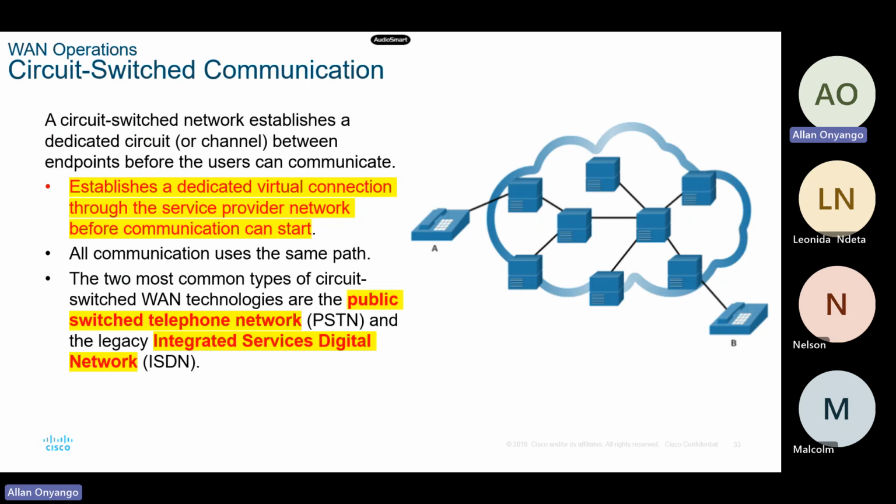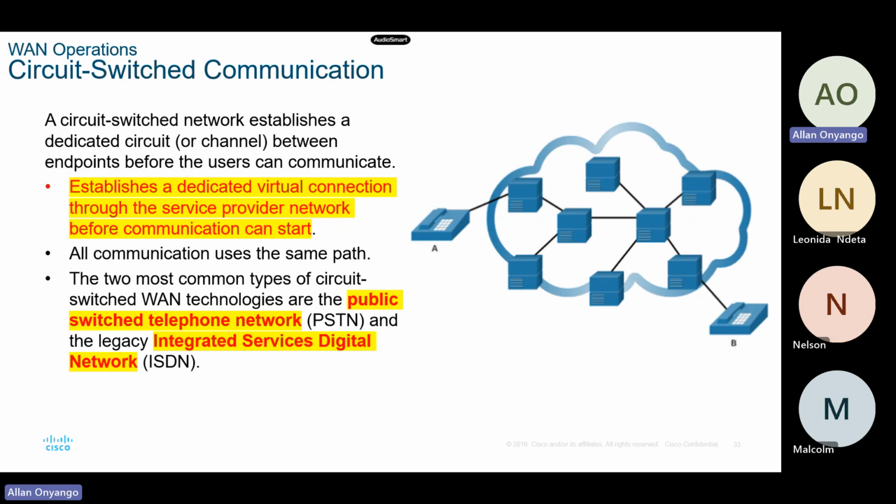So that's what we are saying. For a circuit switched connection, a dedicated connection has to be established before any communication can start. Okay. And all communications are going to be using the same path that has been established. And the two types of circuit switched communications include the public switched telephone network, PSTN, and the ISDN, which is the Integrated Services Digital Network. And we will talk about the public switched telephone network and the Integrated Services Digital Network.